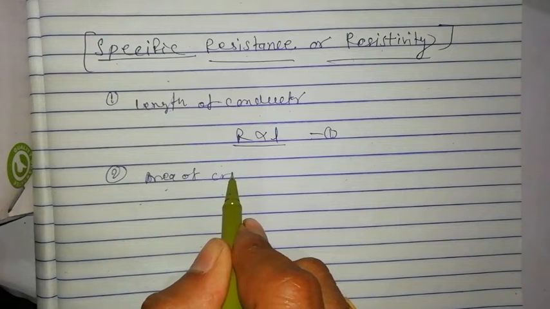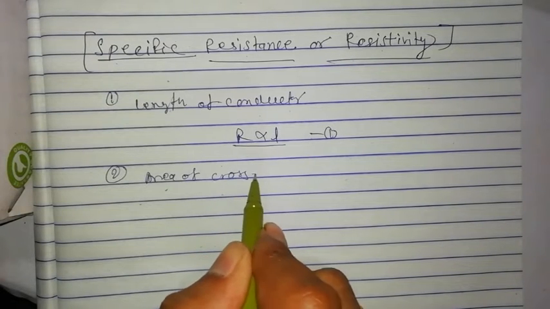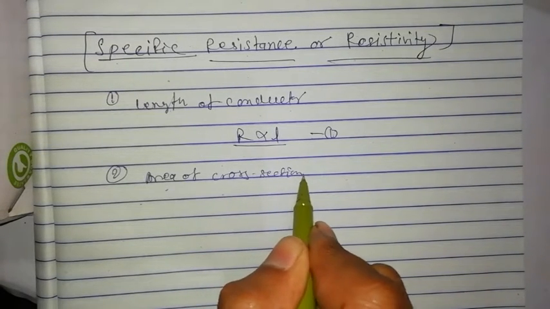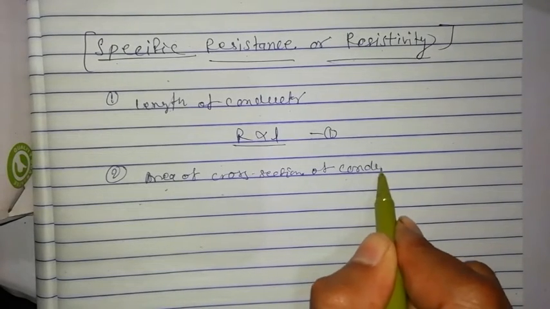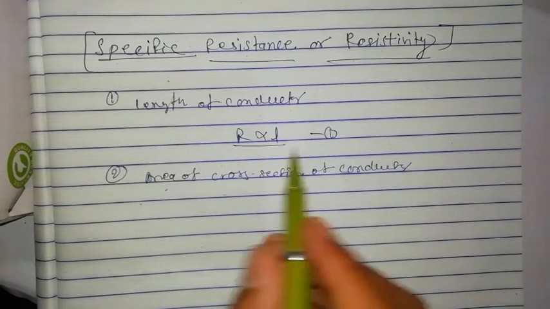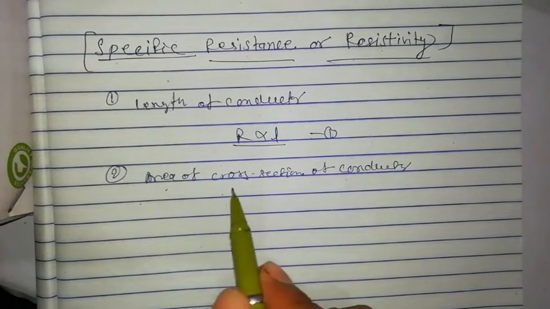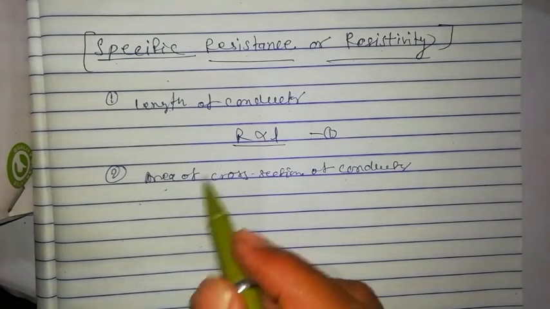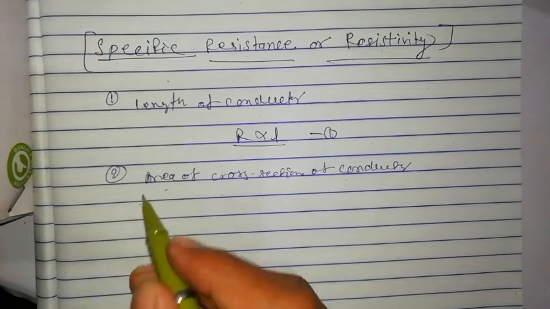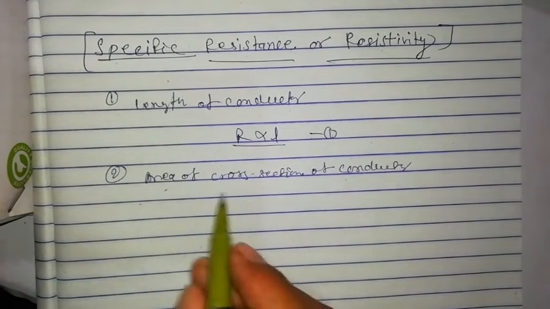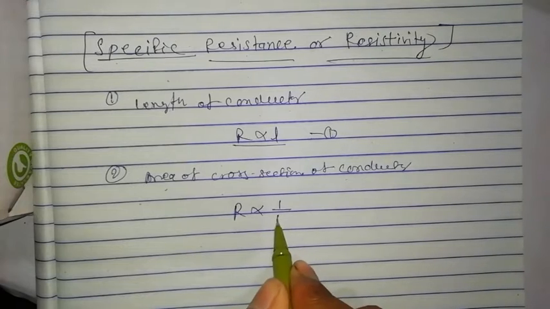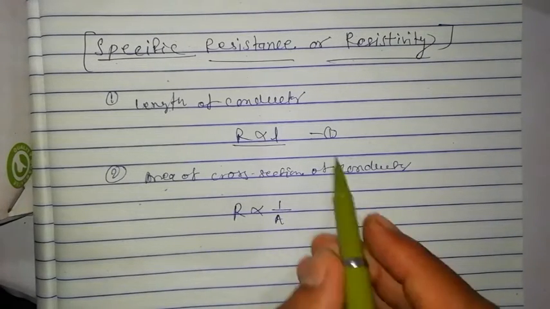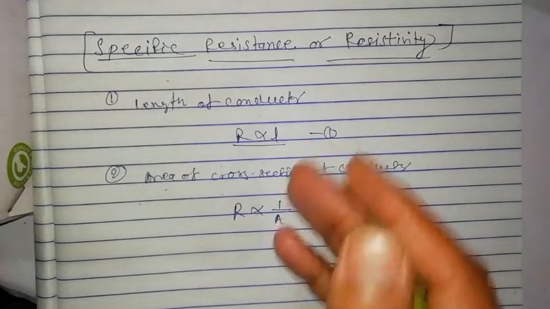The second factor is the area of cross section of the conductor. The electrical resistance R of the conductor is inversely proportional to the area of cross section of the conductor. That means R is inversely proportional to the area of cross section. This is equation number 2.